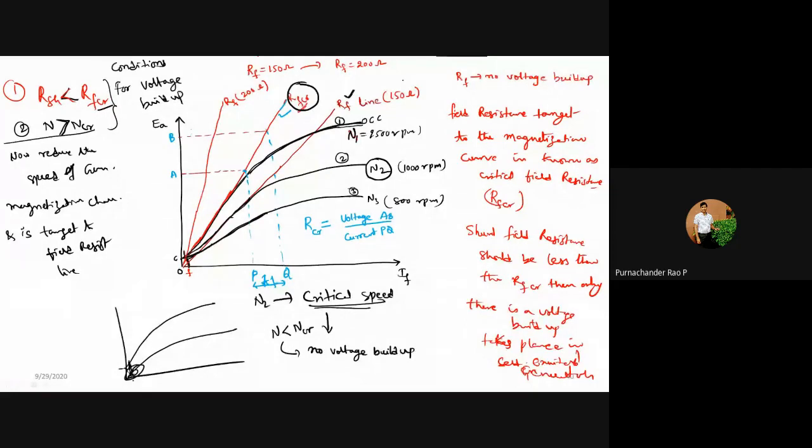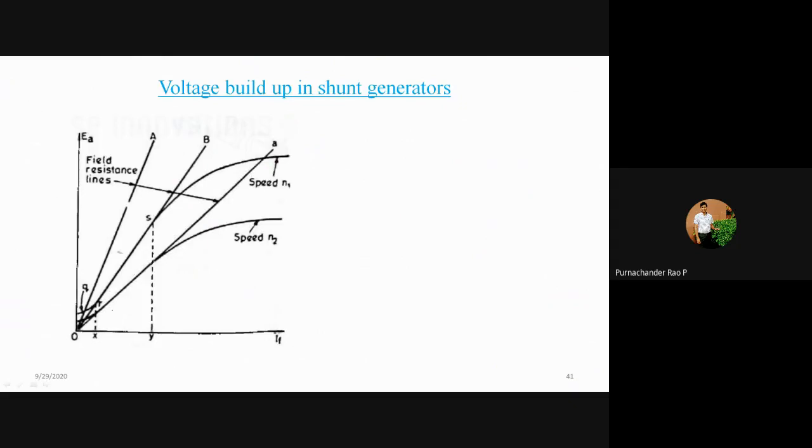Next, I will take another value here, or I can take another characteristic. This is the same waveform we are discussing. The line OA is the RF line or RSH line, and the OB line is the critical field resistance line. This is a resistance line which is more than your critical field resistance, so there is no buildup of the voltage.